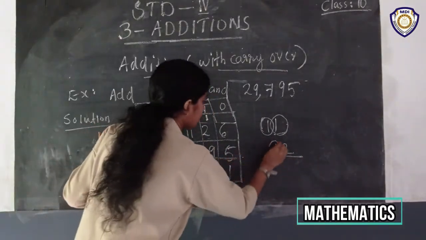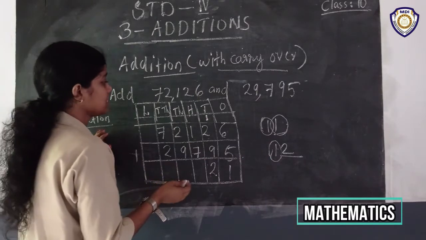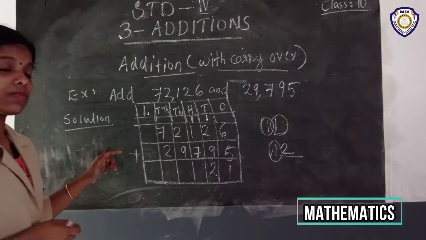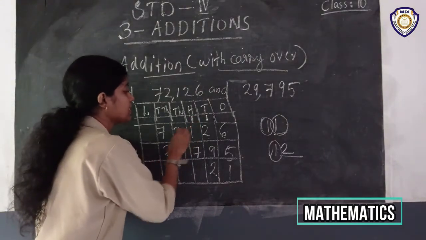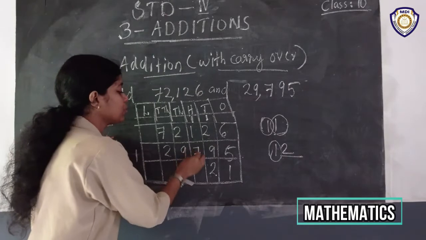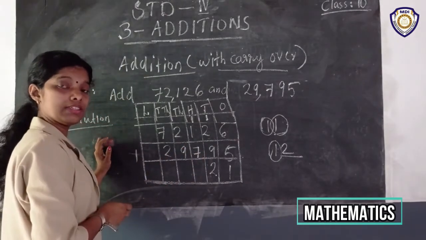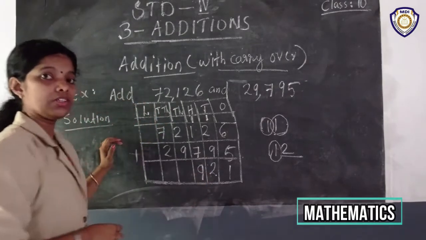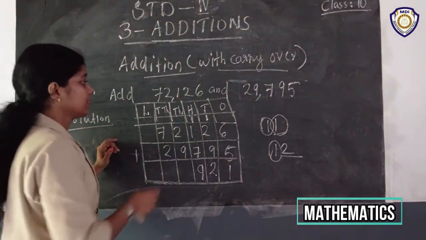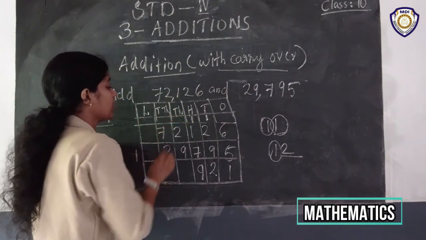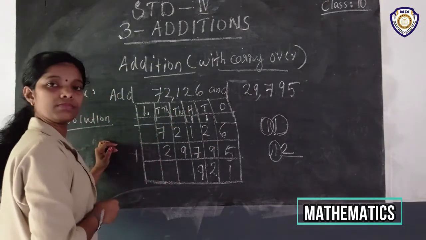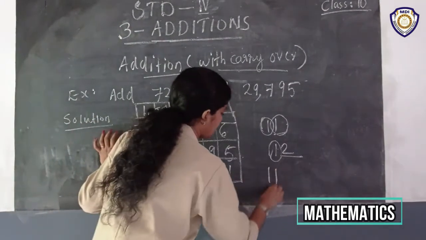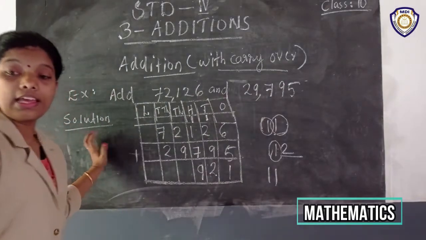Then 1 is carried to the hundreds place. Then 1 plus 1, 2. 2 plus 7, 9. Then add the thousands column. 2 plus 9, the answer is 11.